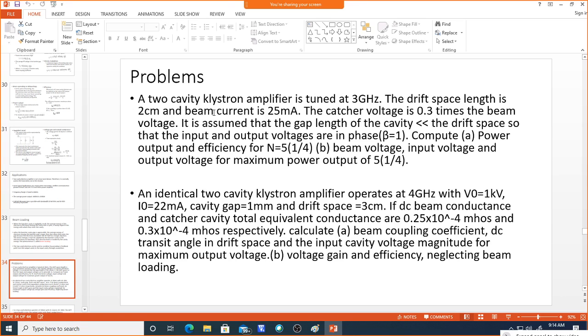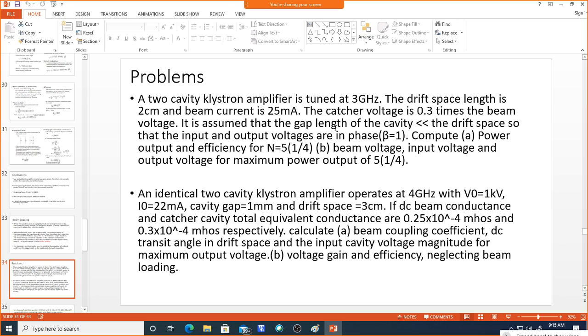Now let us do a problem on this two cavity klystron. A two cavity klystron amplifier is tuned at 3 GHz. The drift space length is 2 cm and the beam current is 25 milliampere. The catcher voltage is 0.3 times the beam voltage. It is assumed that the gap length of the cavity is far less than the drift space, so that the input and output voltages are in phase. Now what do we need to compute?